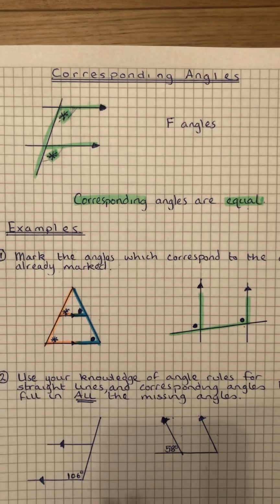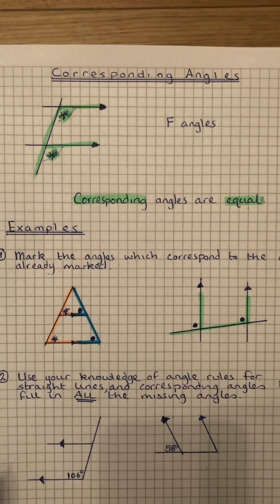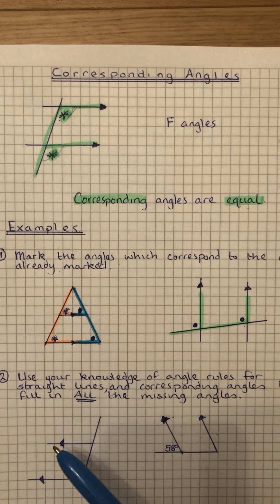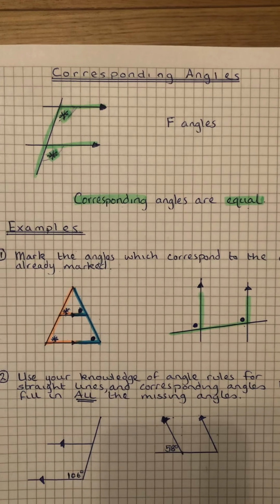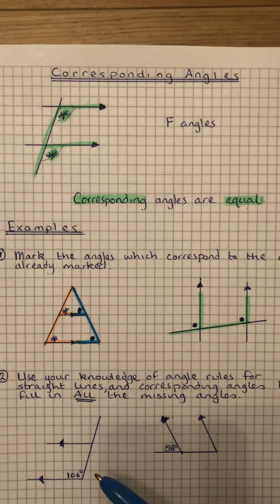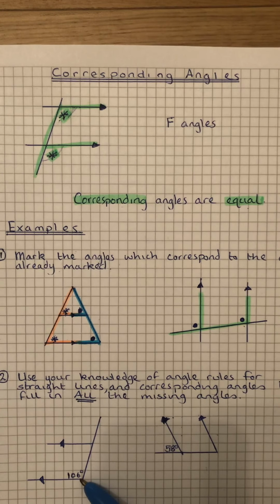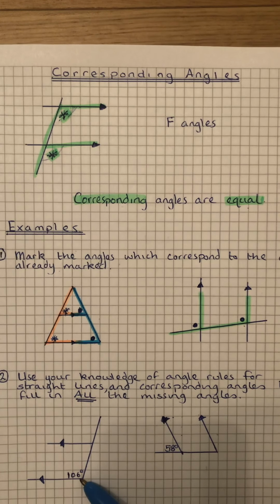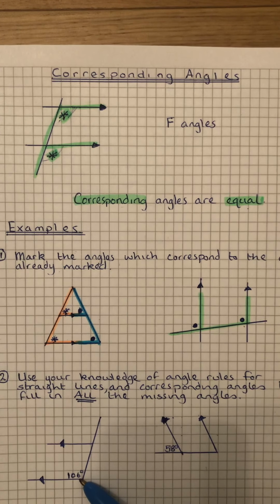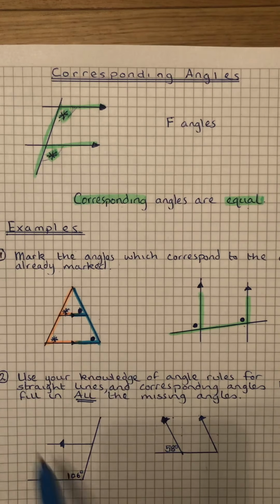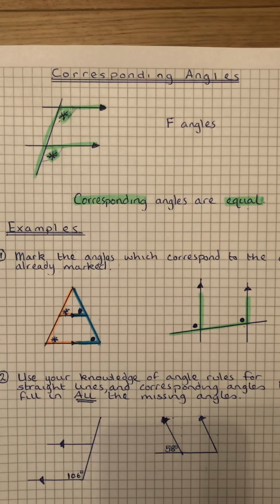So for the last couple of questions, it says use your knowledge of angle rules for straight lines and corresponding angles to fill in all the missing angles. So if we look at the first diagram, we've been given one angle here, we've been given 106 degrees. So we've got to combine some rules of angles that you've covered before with the new rule, corresponding angles, to fill in these two angles here that are missing.